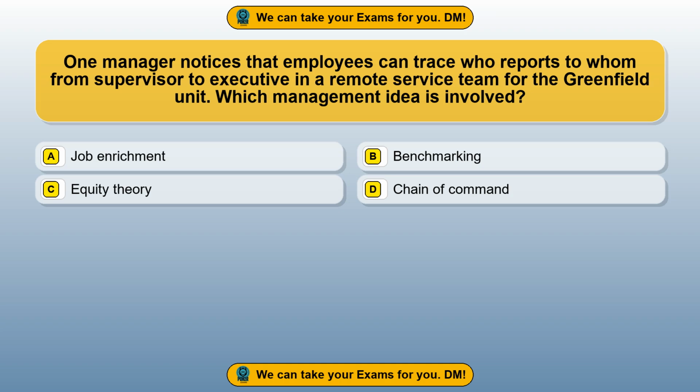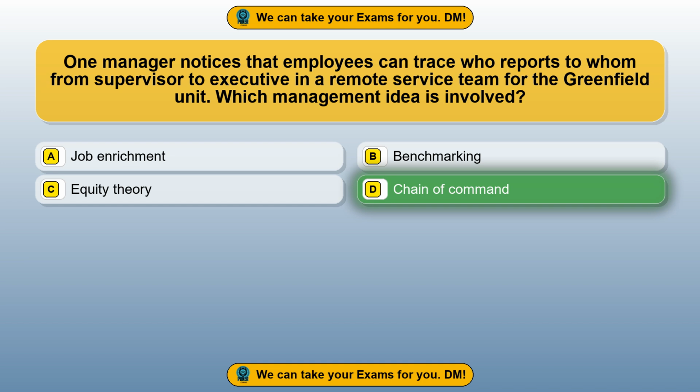Question 94. One manager notices that employees can trace who reports to whom from supervisor to executive in a remote service team for the Greenfield unit. Which management idea is involved? Option A, job enrichment. Option B, benchmarking. Option C, equity theory. Option D, chain of command. The correct answer is option D, chain of command.